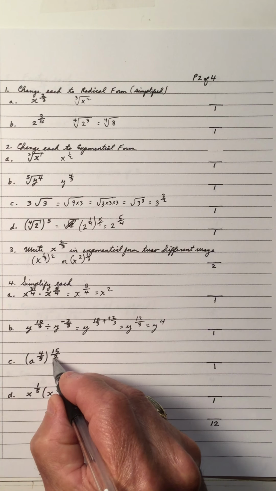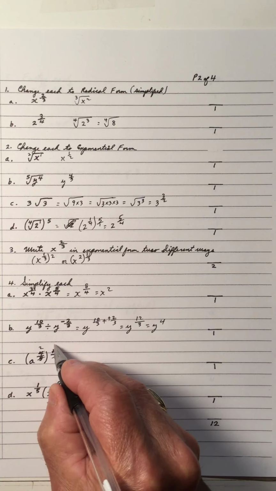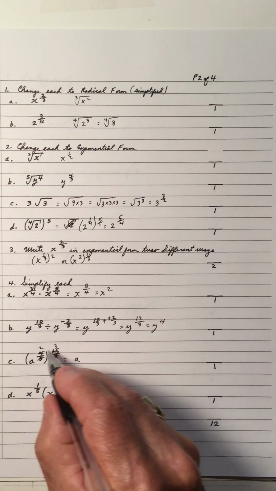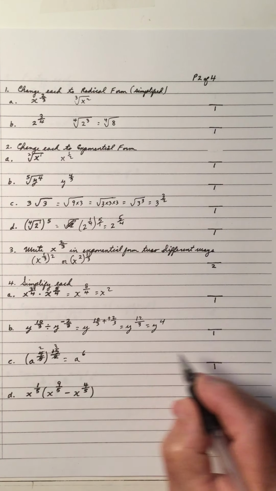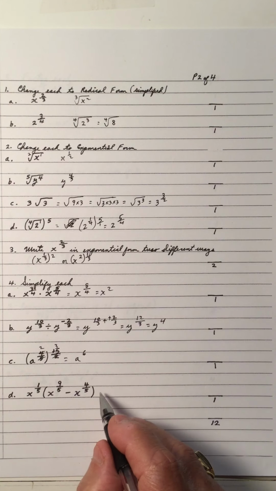We have a power of a power, so we multiply. Because we have fractions, I'll cancel. 2 into 4 goes 2. 5 into 15 goes 3. We have a power of a power, so we multiply. So that's a to the 6. Give yourself a mark.